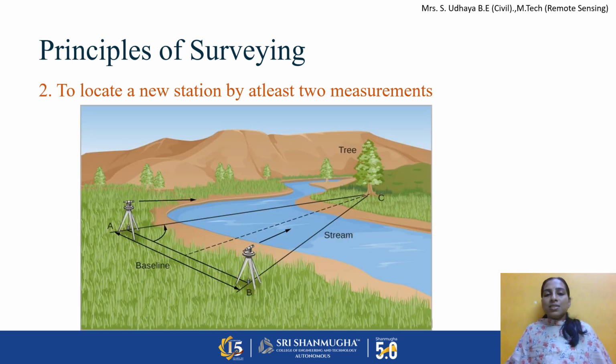This is the example for locating a new station by at least two measurements. As you see, we can determine the location C by measuring any two distances, or any two angles, or one distance and one angle.